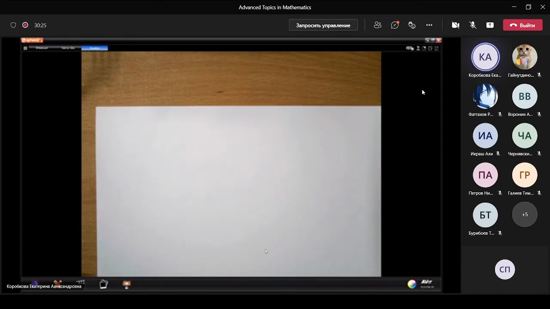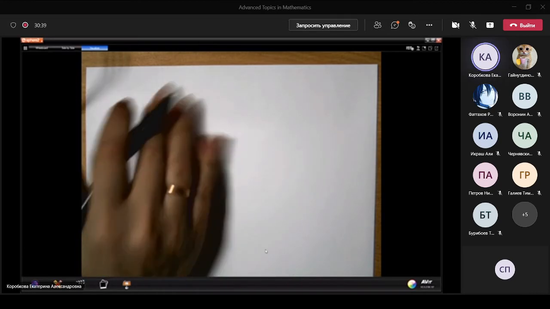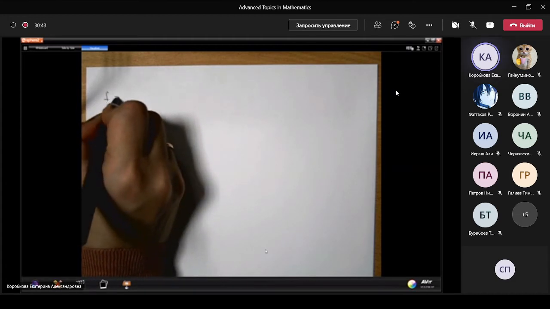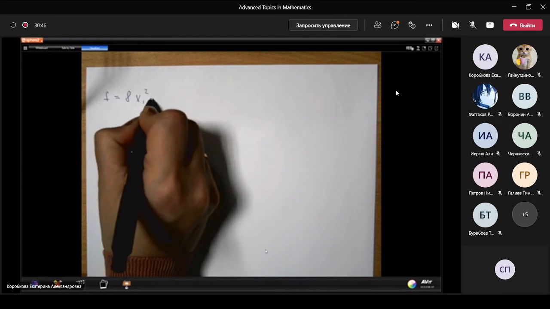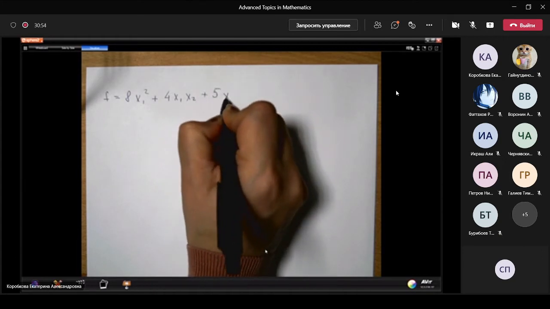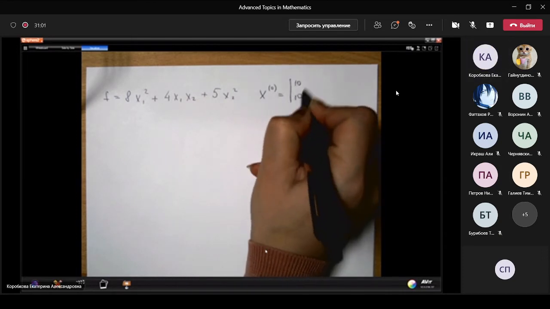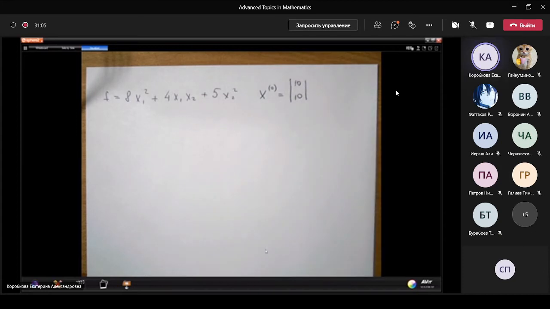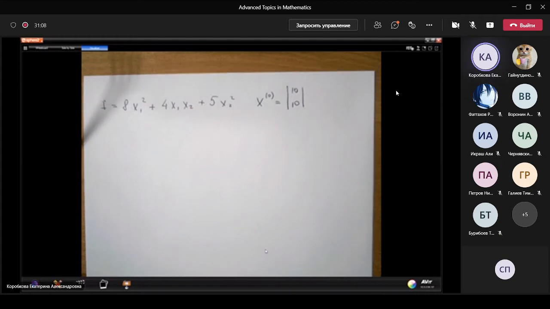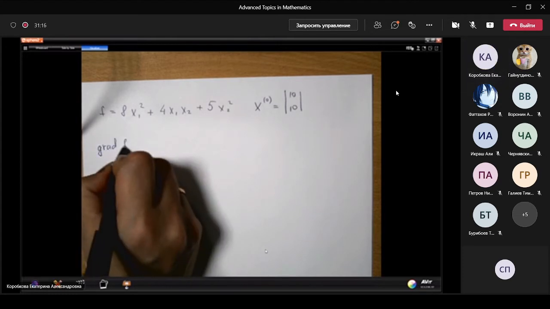I think you have already one example which we solved in our classwork, and for your homework it was this one function. And the initial point was 10 and 10. So, first of all, we should calculate the expression for our gradient.